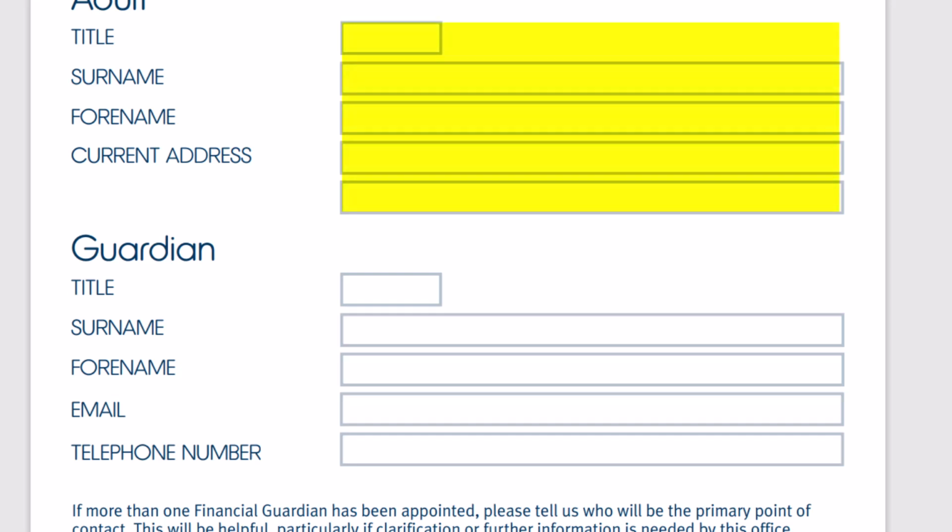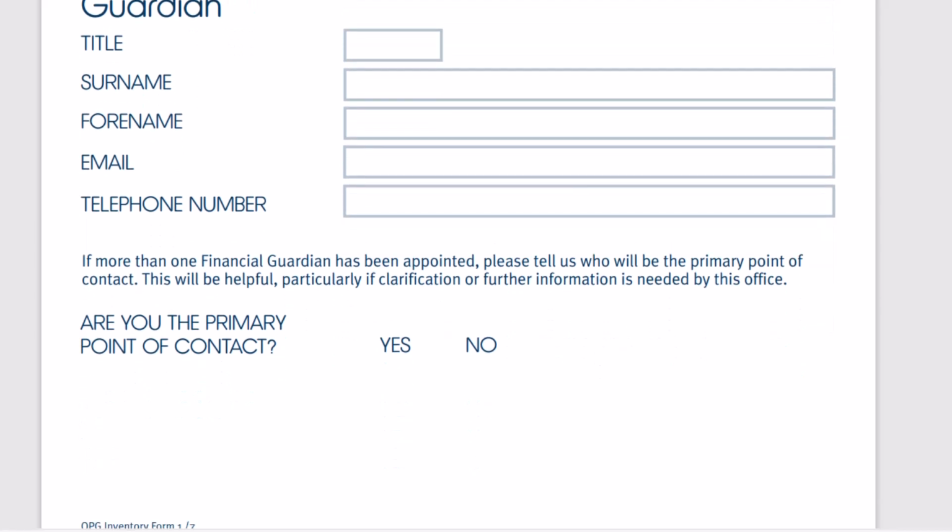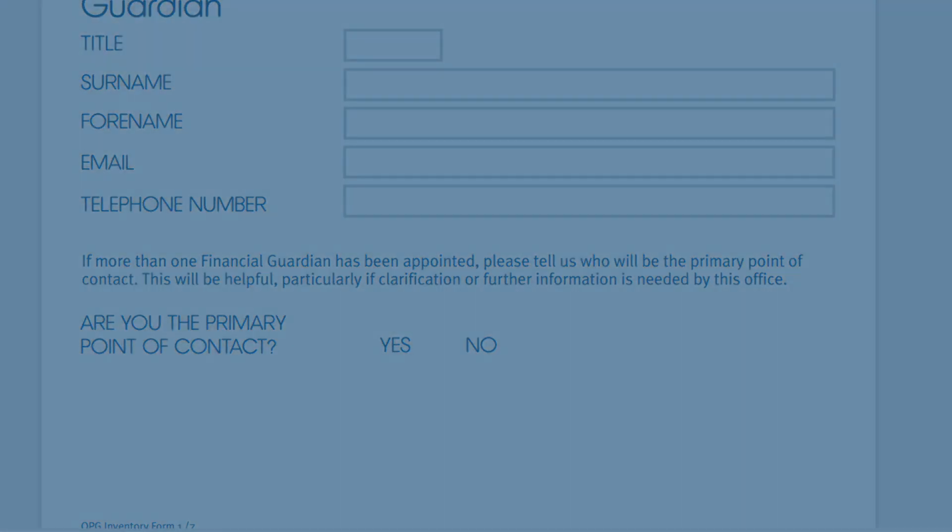Enter the details of the adult you act as guardian for, and your details as guardian. If there are several guardians, you can add their details over the page. You can also tick the boxes to show which of the guardians should be the primary point of contact, the first person the Office of the Public Guardian should contact in the future.